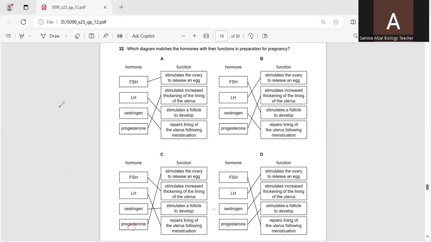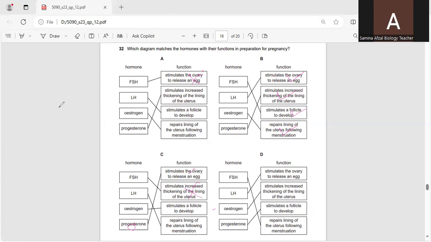Follicle stimulating hormone stimulates follicles to develop. Yes. First wrong, it means all wrong. First correct: luteinizing hormone stimulates the ovary to release the egg. Estrogen repairs the lining of the uterus. Progesterone stimulates increased thickness. All options are correct in this case: stimulates the ovary to release an egg, and stimulates increased thickness.